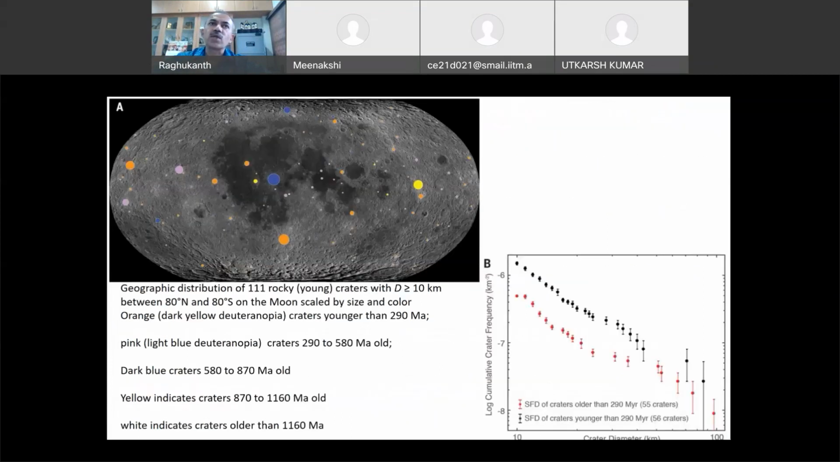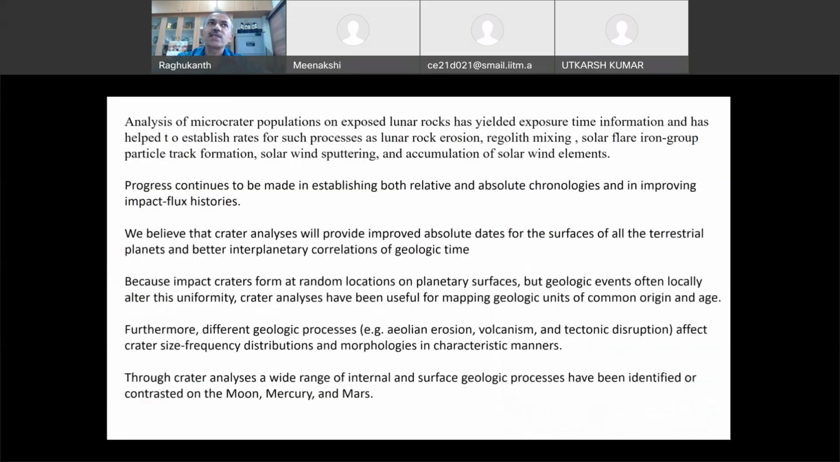So this is the Moon. Of course, in the start, I showed you a slide where there are large amounts of craters. This only shows the young craters, that is, younger than 290 million years. If you count the number of craters in regions and find out the size-frequency distribution, you will get different types of plots indicating the ages. When the ages are different, these frequency distributions also give different results. So this analysis of micro crater populations is very, very important.